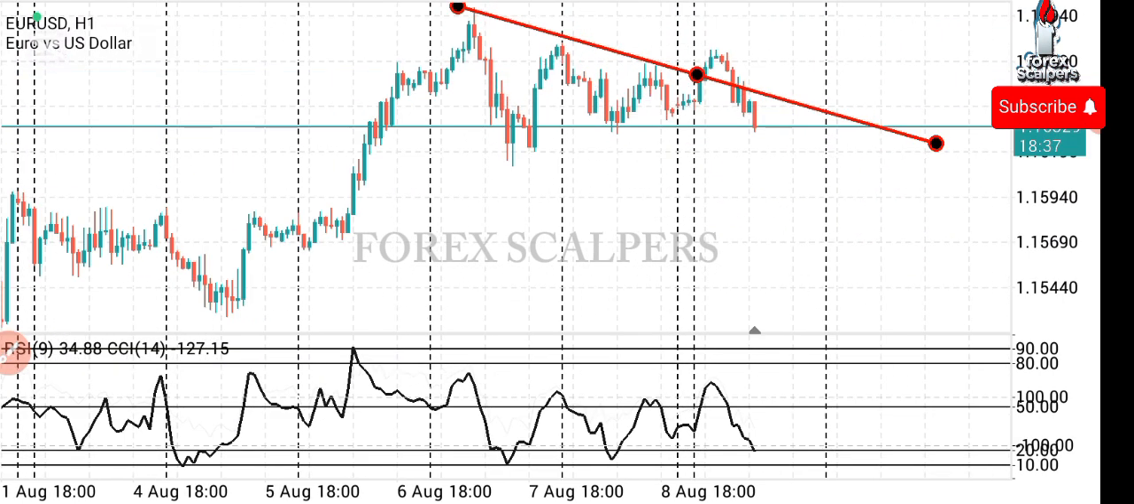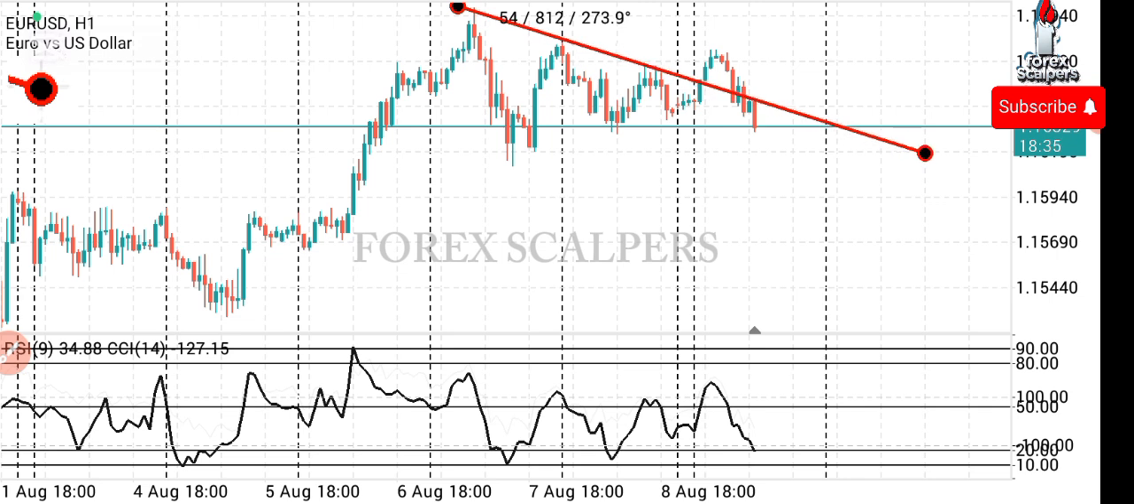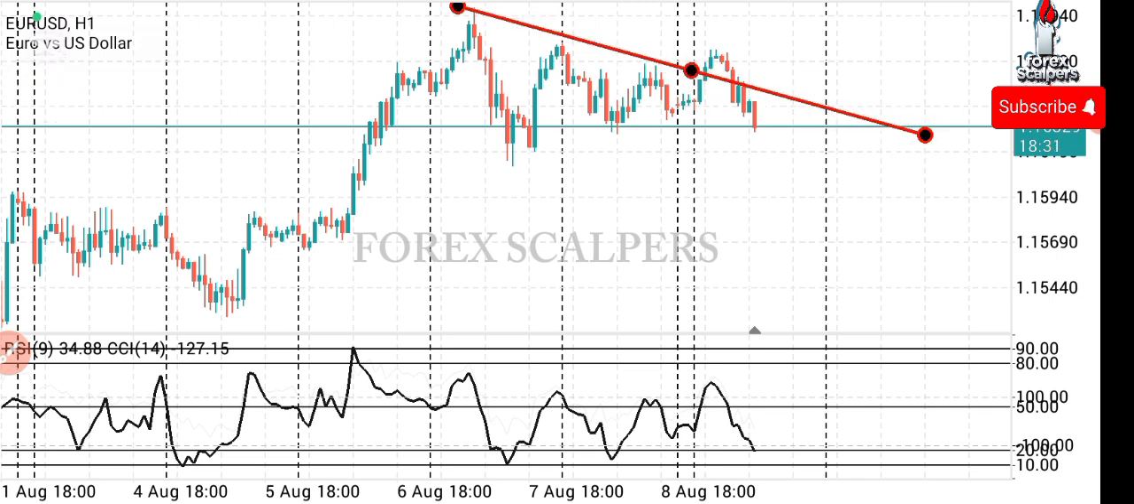I just mark my point A and my point B using my trend line. And look at what happened afterwards. You notice that price came through and broke above the trend line. It broke above the trend line for a while and still returned back into the trend line. So in this situation, how do you handle it?